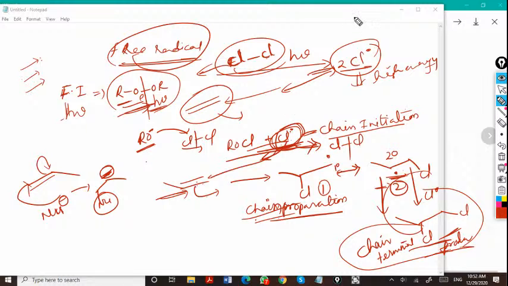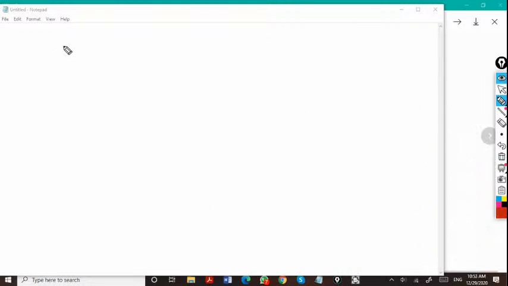In the free radical addition reaction there is an important principle, which is the anti-Markovnikov rule, or anti-Markovnikov product. This is also called the Kharasch effect.